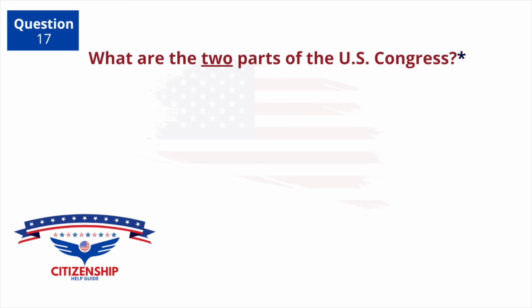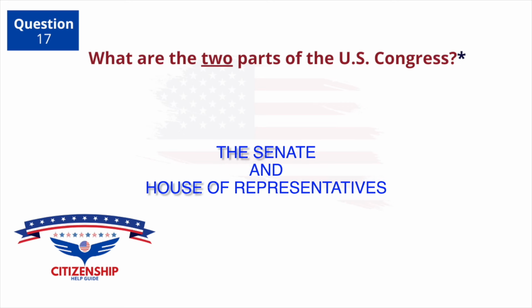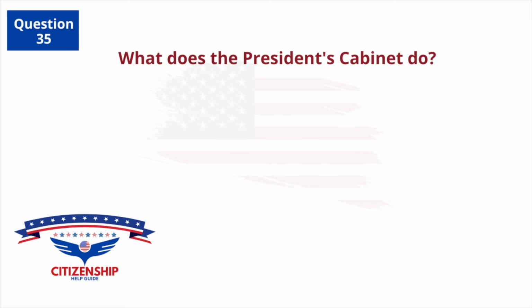What are the two parts of the U.S. Congress? The Senate and House of Representatives. What does the President's Cabinet do? Advises the President.